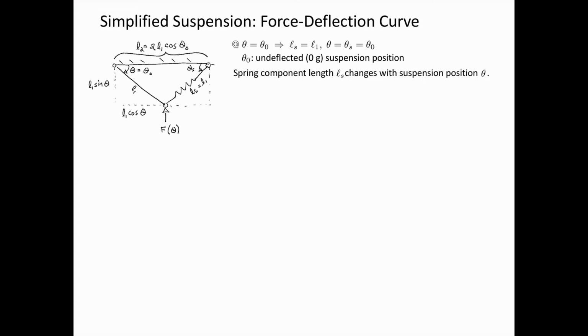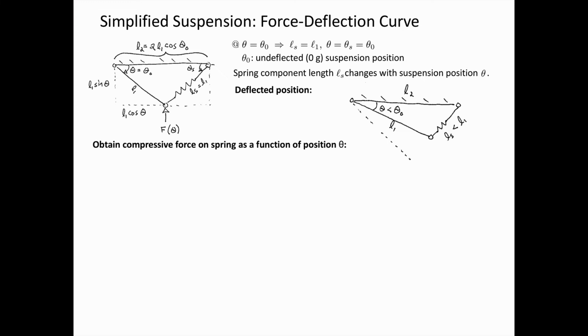The spring component Ls changes with suspension position. The spring compresses and gets shorter. So if we sketch out what it might look like in a deflected position, L1, the length stays the same, of course, but now Ls is less than L1, and theta is less than theta naught. So now we can start doing some calculations to see, well, how much has the spring deflected? We want to find the compressive force on the spring as a function of position theta. By the law of cosines, we can derive what the length of the spring is as a function of L1, L2, and theta.